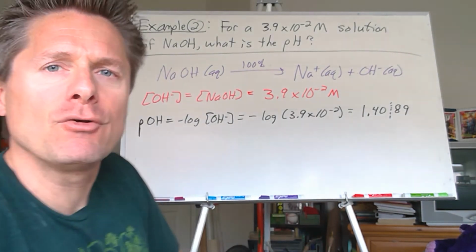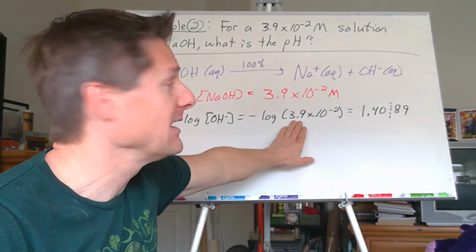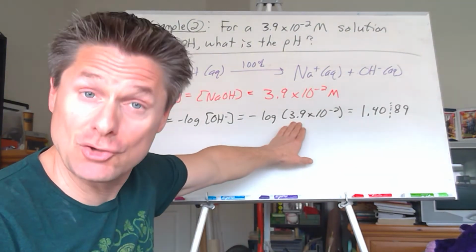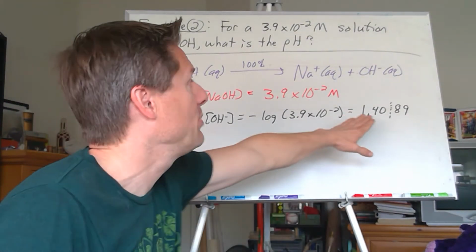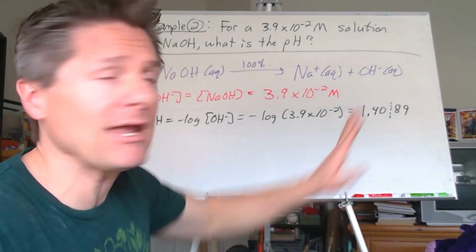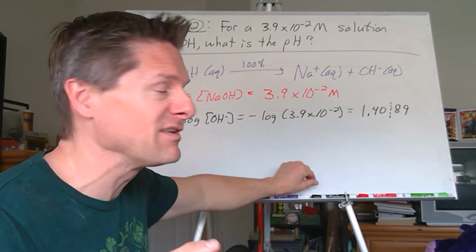1.4089. So think about your uncertainty. I'm taking the logarithm of something, so the number of significant digits in my concentration, which is 2, will be the number of decimal places in my pOH. So that's why I have 2 decimal places. Now, I'm not going to round that. I didn't ask for the pOH, so I'm not going to round that number. I only round what I specifically asked for.